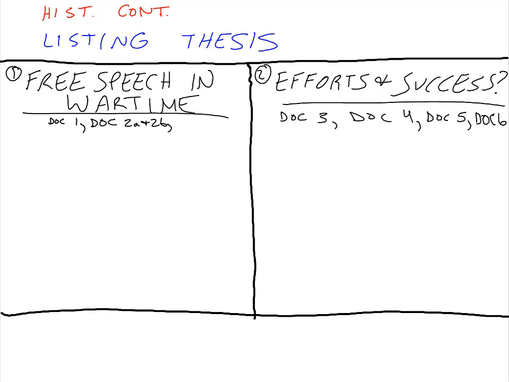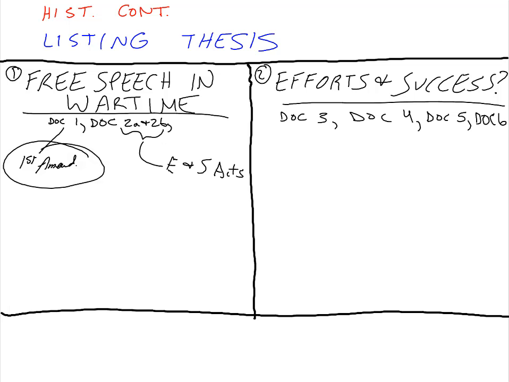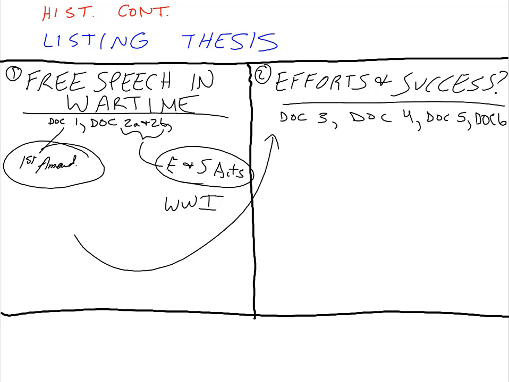So now we can specifically, this is the First Amendment. These two are the Espionage and Sedition Acts. So this will be a good description of the fact that all the way back to the founding of the nation we have free speech, but then during World War I there was a limiting of free speech using the Espionage and Sedition Acts, and then a nice transition sentence might be that some people disagreed with this, and then that'll transition you nicely to the efforts and successes.